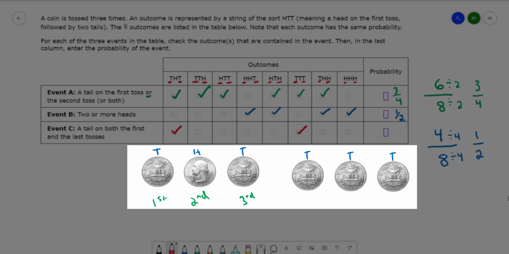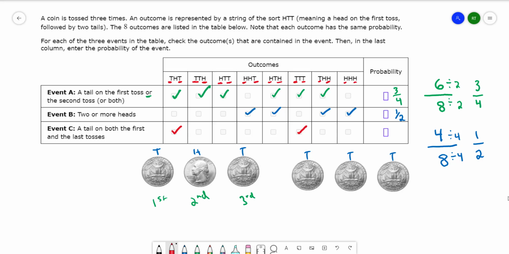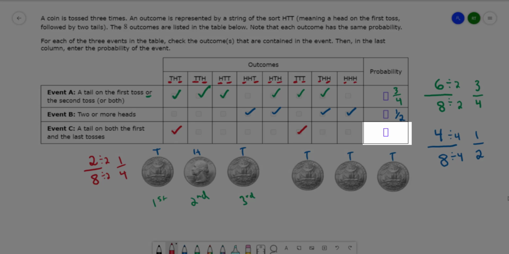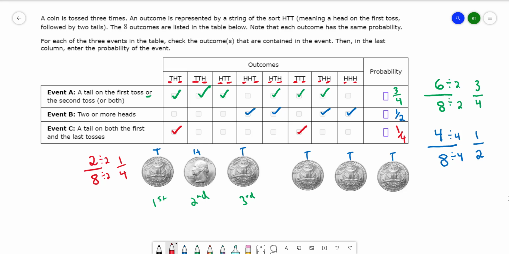So as I showed you down here, you can see there's only 2 different ways that tails will come out in the first and last toss. Therefore, I'll show the probability over here. Tails on both the first and last tosses came out twice out of a total of 8 possibilities. And here, the greatest common factor of 2 and 8 is 2. I can divide them each by 2, and I get 1/4. So my answer I'll put here is 1/4 for my probability. And that's it. This is how you figure out the event of an outcome.